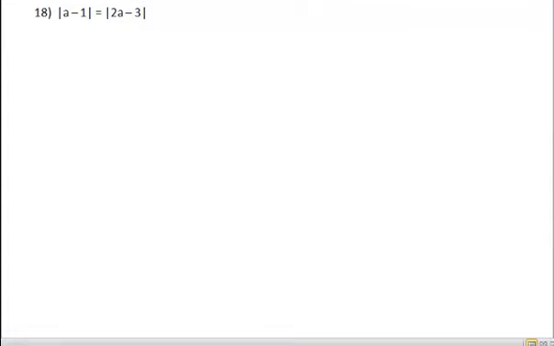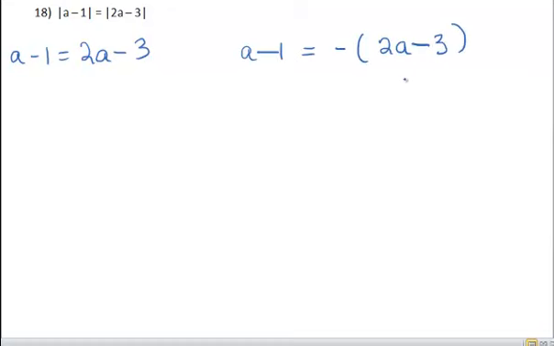So how about number 18? This time we have two absolute values. We still have to set up our two situations. So the first one, a minus 1 equals 2a minus 3. It works just like the problem is. The second one, we make the right side negative. So we have a minus 1 is equal to negative of 2a minus 3. Okay, so that's the only difference.